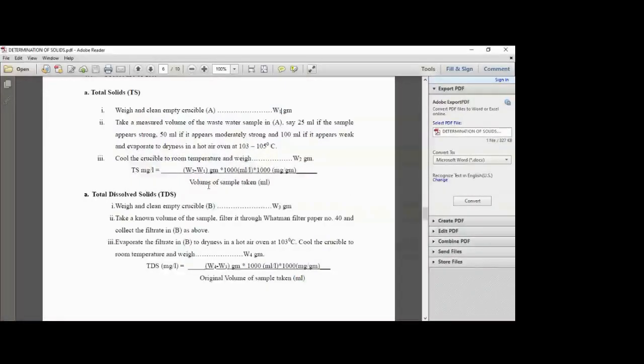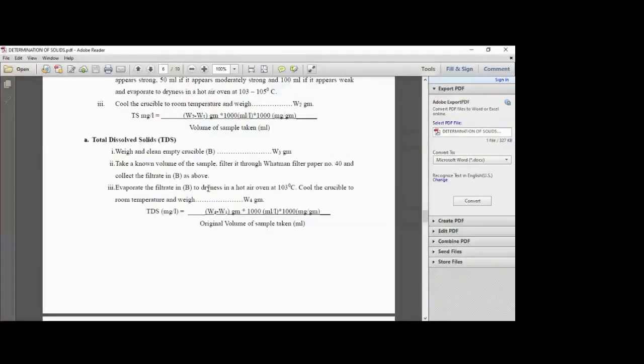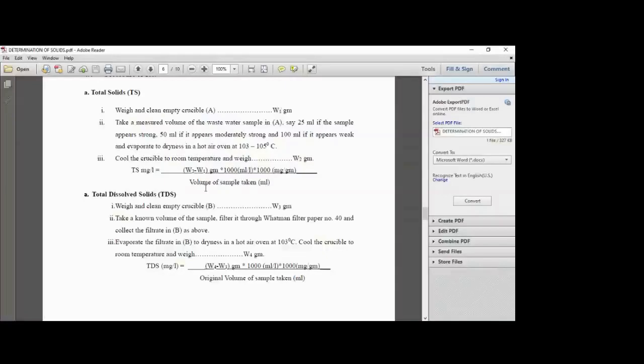Now I have to determine the total dissolved solids. How will I determine the total dissolved solids? I'll be taking a new crucible. Let's say that crucible's name is B. Earlier we had taken crucible A, right? So we don't have to use that crucible again. We'll be taking a new crucible, or we are going to wash this crucible properly. And now we have a new crucible whose empty weight is W3, right?